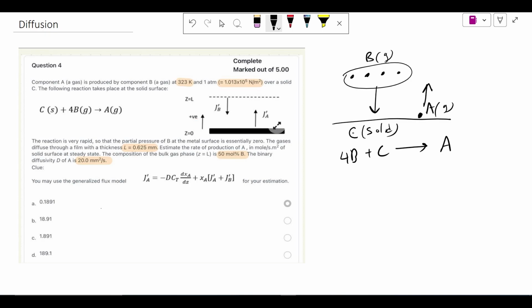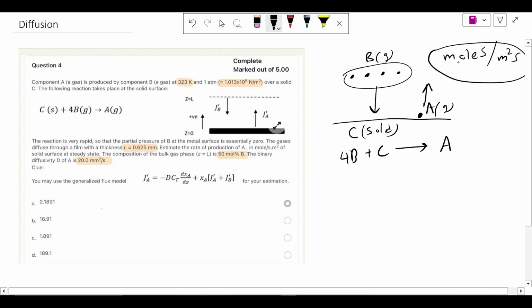Basically, flux is the rate of production in moles per meter squared per second. This is the flux unit. Flux means J.